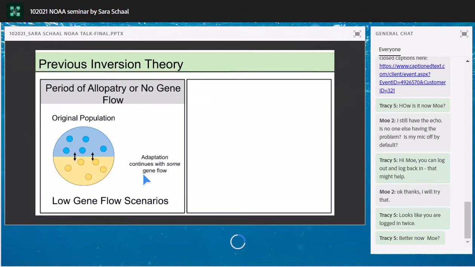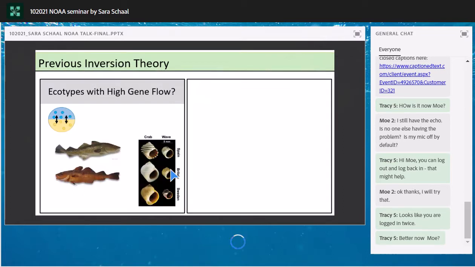And I just want to focus on that word "some," because a lot of these models are still really looking at low levels of gene flow between subpopulations. And that's not really what we would expect, especially in ecotypes. So that's with Atlantic cod and the Littorina saxatilis ecotypes, the crab and wave, where they are overlapping in a hybrid zone. We do still expect there to be quite a bit of gene flow between the populations. And so that's still a gap in the theory that I'm hoping to fill in with my simulations.